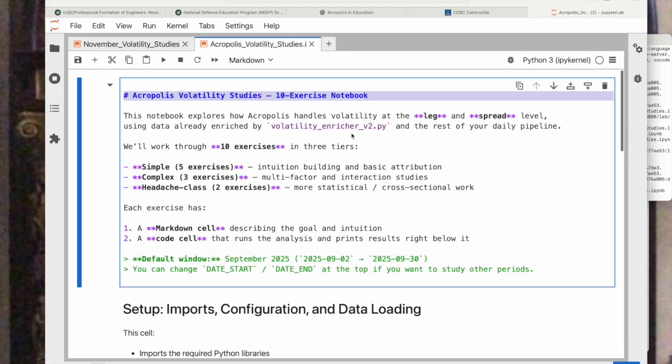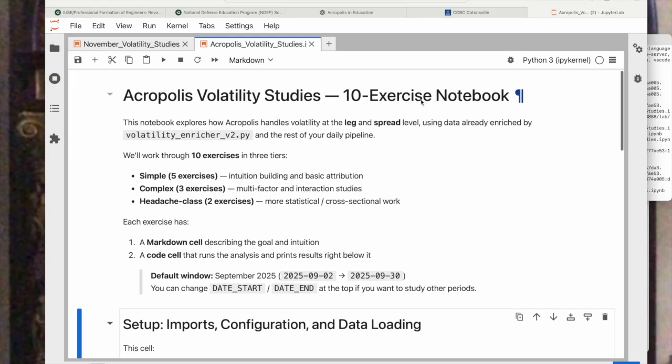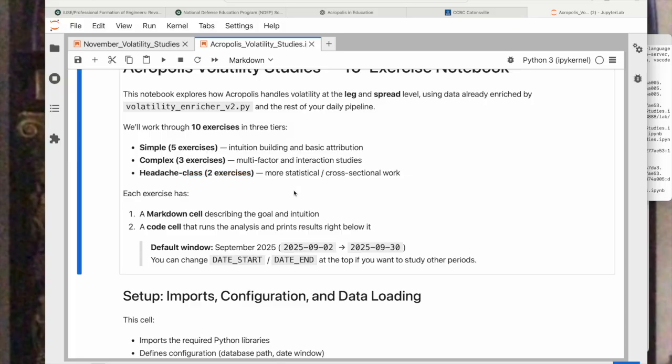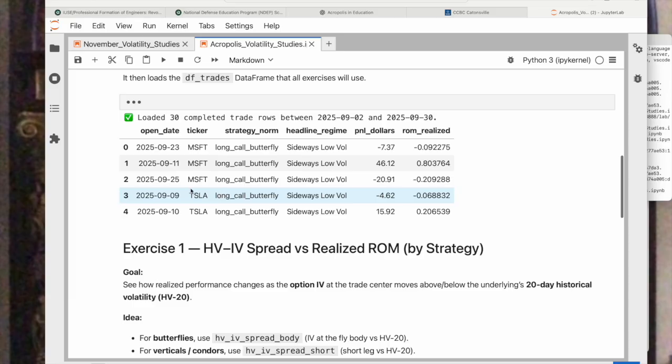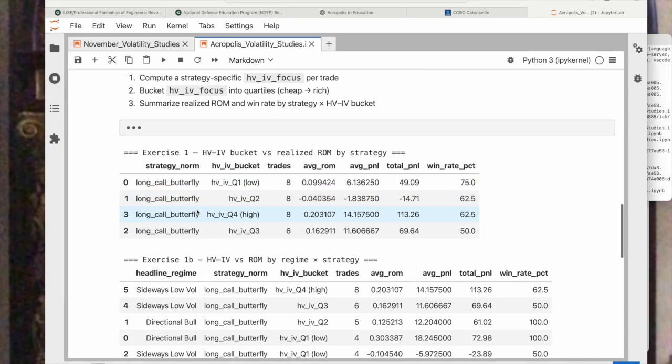And so one of the most common sense things to do is to develop notebooks for people to study. So with Acropolis, we can go into a university, undergraduate, graduate, any level, and start teaching volatility. There's 10 exercises in this notebook. There's 5 simple exercises, 3 complex exercises, and 2 headache class exercises. As the students work through the notebook, they're working with a live system on real data, working with the market. And who doesn't want to make $1 million on Wall Street?